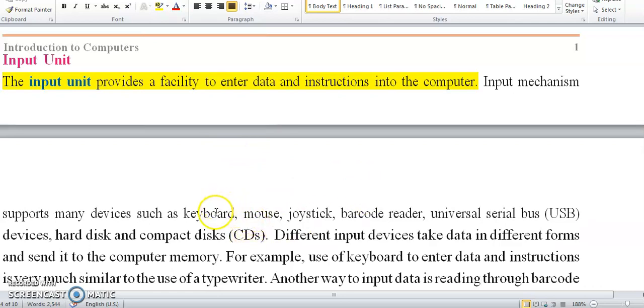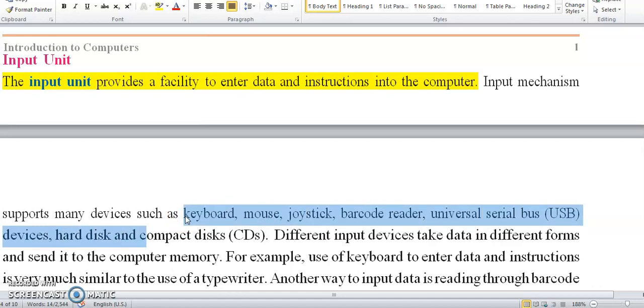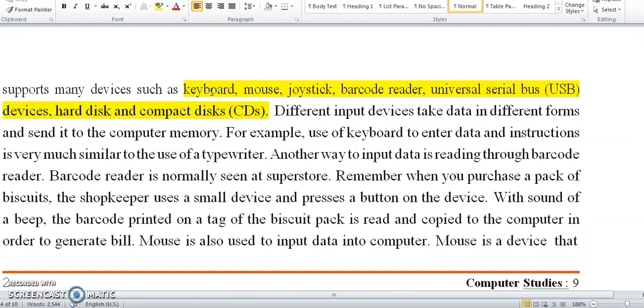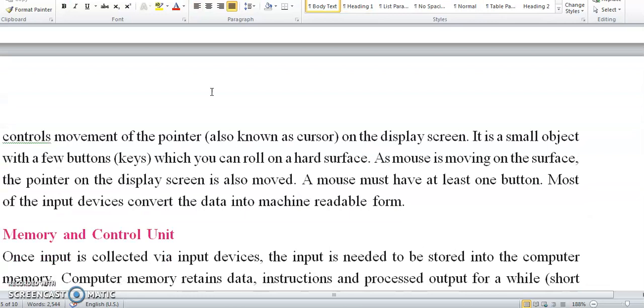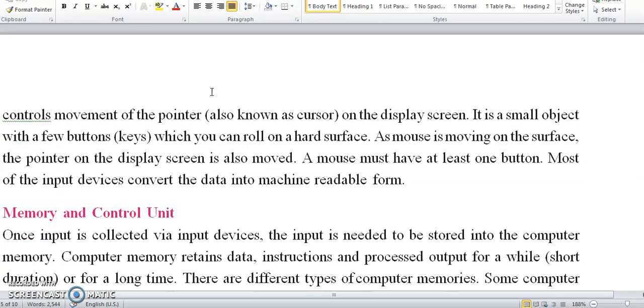There are also other input units like the CD, and you know very well USB, Universal Serial Bus. There are so many input units: keyboard, mouse, joystick, barcode reader, Universal Serial Bus and CDs, compact disc. These are the input units. Different devices take data in different forms and send it to the computer memory.